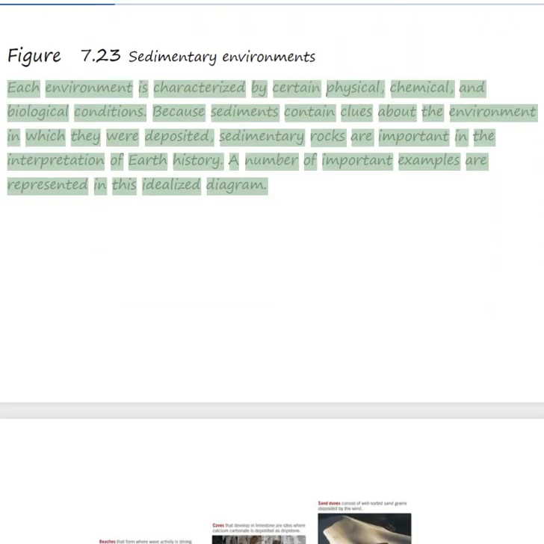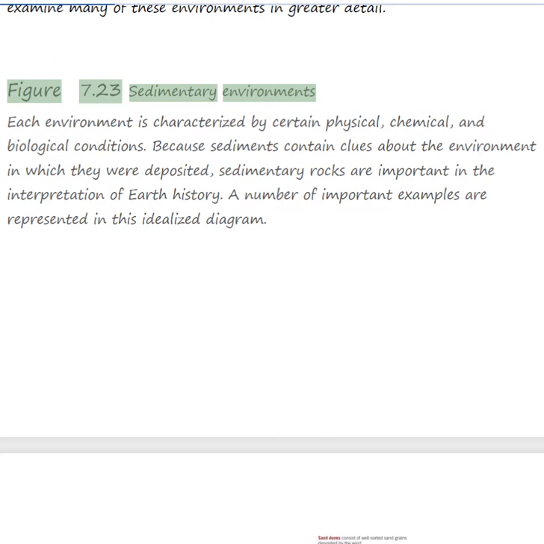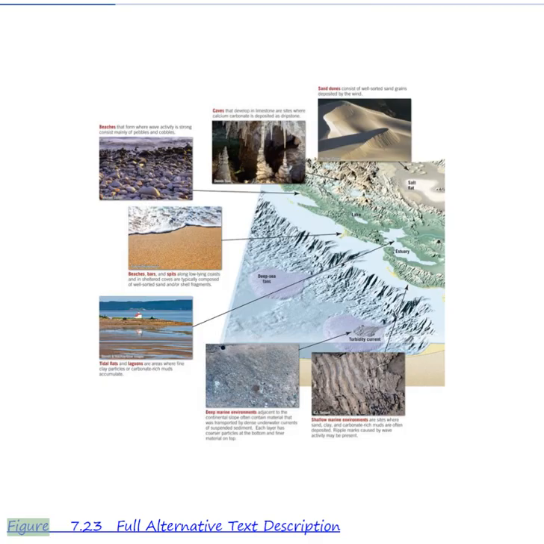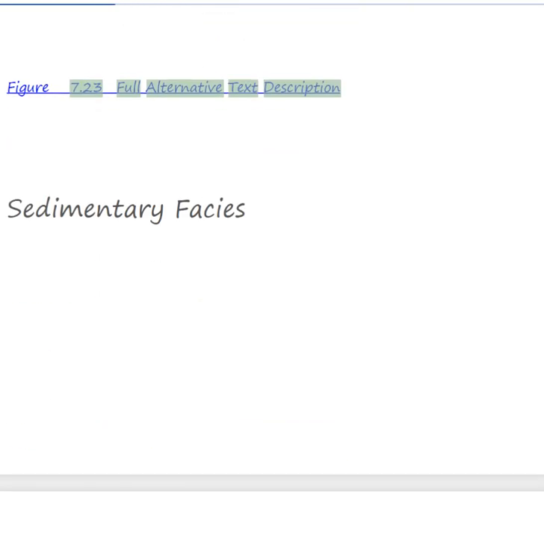Each environment is characterized by certain physical, chemical, and biological conditions. Because sediments contain clues about the environment in which they were deposited, sedimentary rocks are important in the interpretation of Earth history. A number of important examples are represented in this idealized diagram. Figure 7.23 Sedimentary environments.